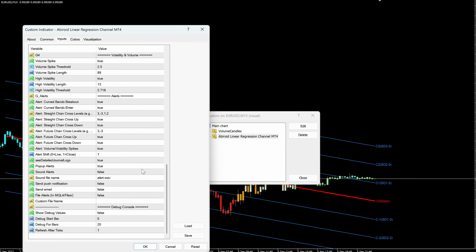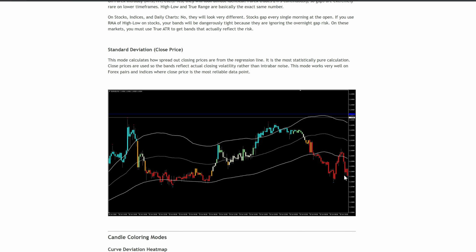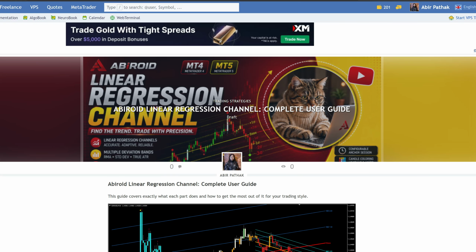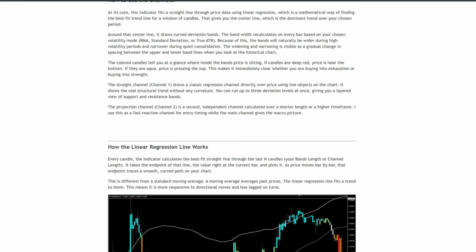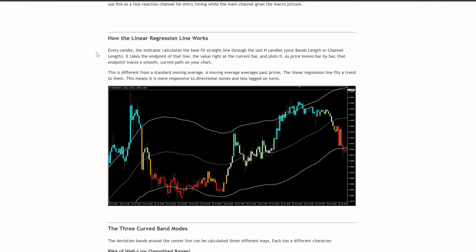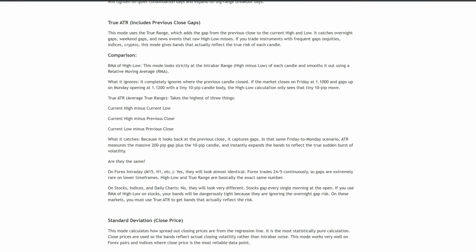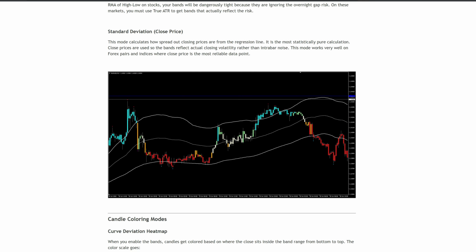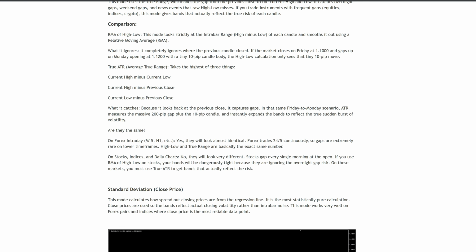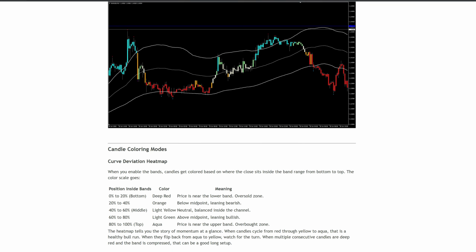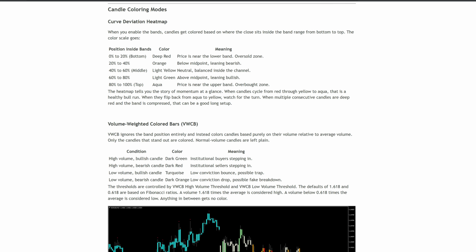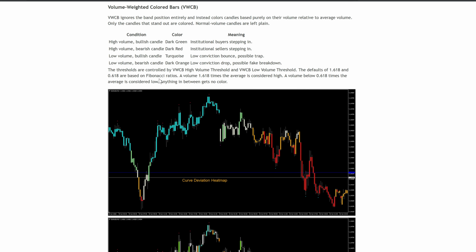I think I've covered all these settings. Now let me just go back to the blog post. So just take a look at this. It will explain to you exactly how you can use these regression lines, what the differences are between each of those modes, and when to use the standard deviation, and when to use the ATR channels, and how the colors of the heat map are set.